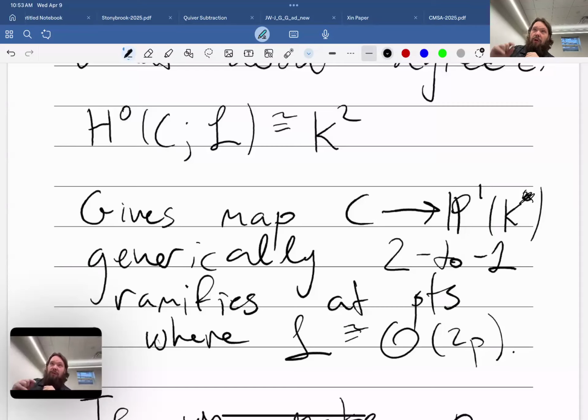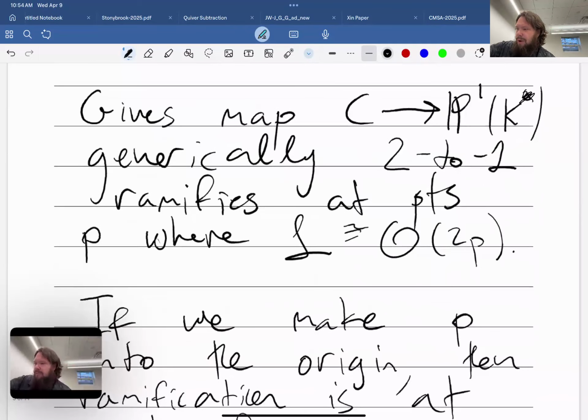Locally near a point, it looks like the map from C to C where I send z to z squared. If you want to think about this in terms of the local rings, this means that the generator of the maximal ideal in a local ring on the curve gets sent to the square of a generator of the maximal ideal in the ring on P1. So these are the points where L, I can write as the line bundle corresponding to all of these different divisors. When I have a big space of sections, what I get is a bunch of different divisors, and L is O of all of them. So in particular, L is O of 2 times P.